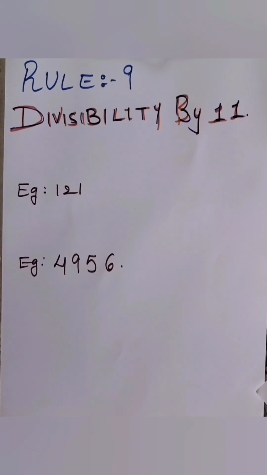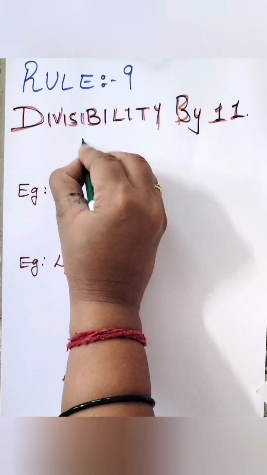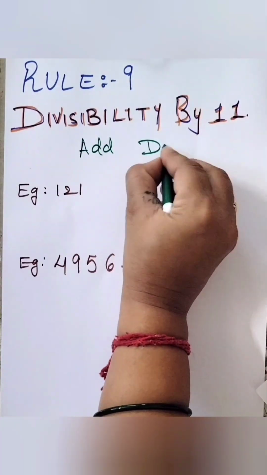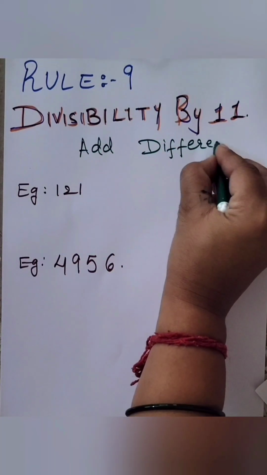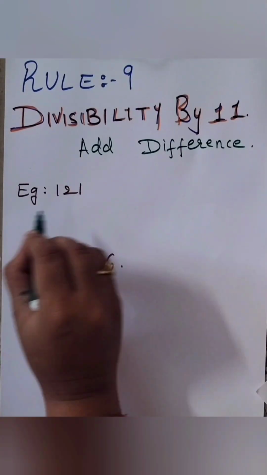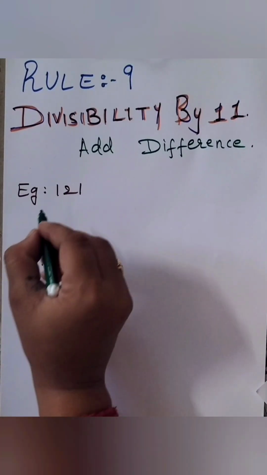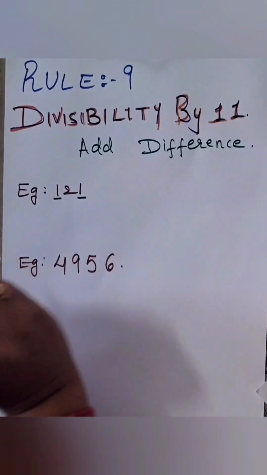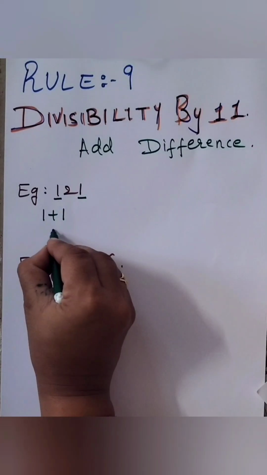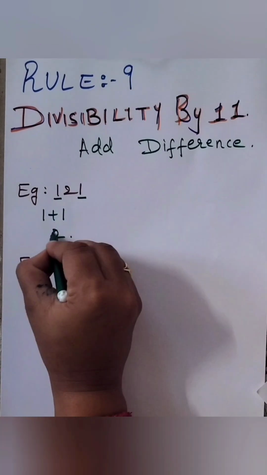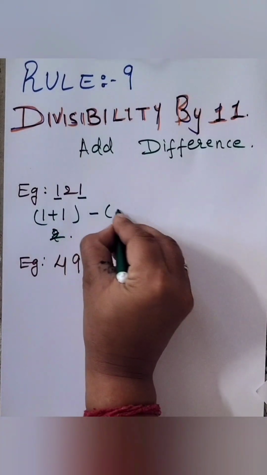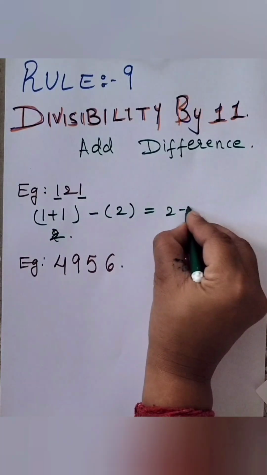So we are at the last rule, divisibility by 11. Here the majority of the times we face a problem, and for us also, it is like how to check whether the number is divisible by 11 or not. So this rule involves adding and difference, that is subtraction. Both things are involved here. What I have to do is alternately add and then get the difference. So alternately means this 1 plus 1 and this is 2, right? So what I'm going to do is 1 plus 1 minus 2. So here 2 minus 2 is 0.